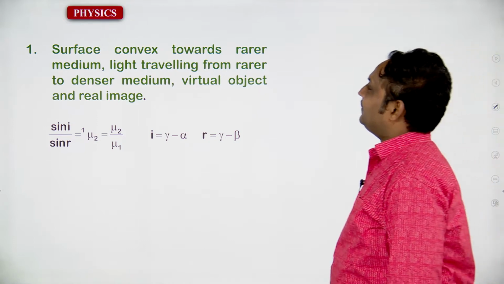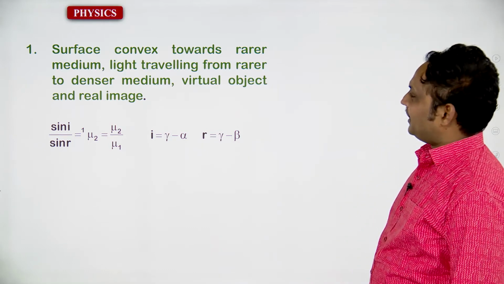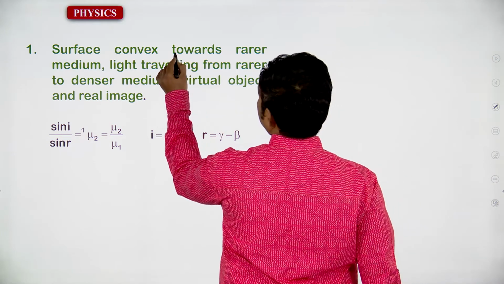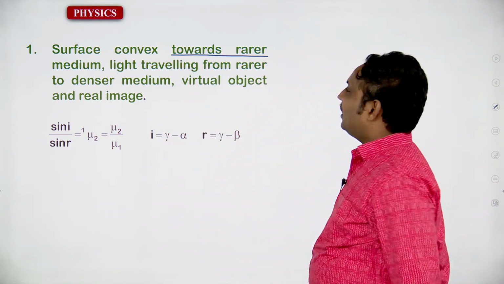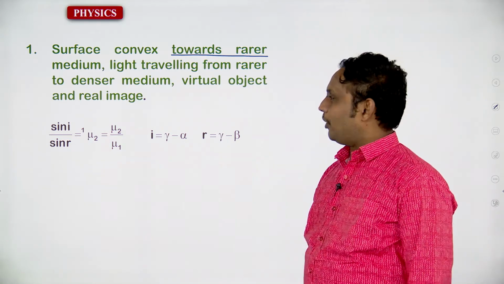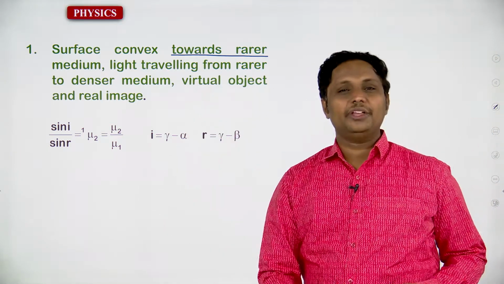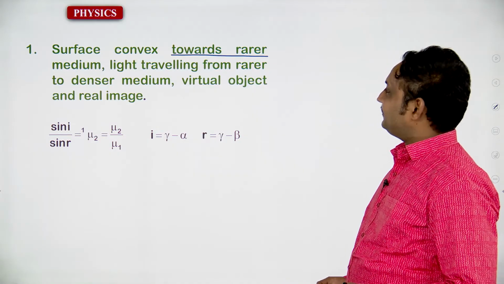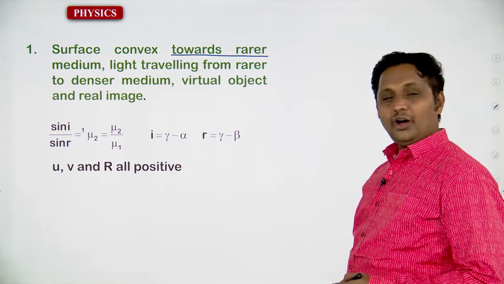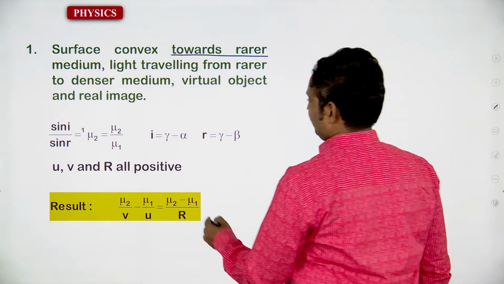Yes, it's very clear. Surface convex towards a rarer medium. Light traveling from the rarer to the denser medium is going to be taken towards the rarer medium. It's very clear. Yes, light is traveling from rarer medium to denser medium, and there exists a formation of a real image of the virtual object. It's very clear. Just you have to take this one, all are positive. Yes, this is the result, finally you have to get that.